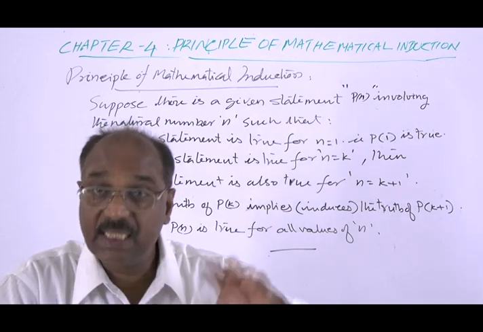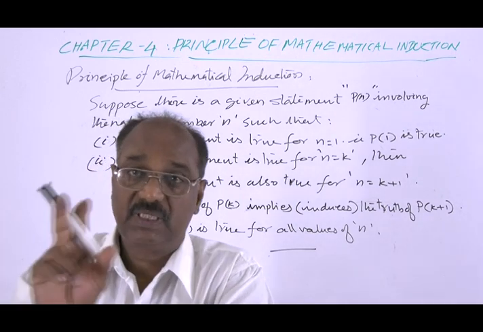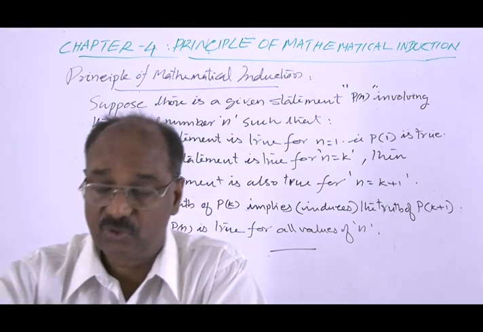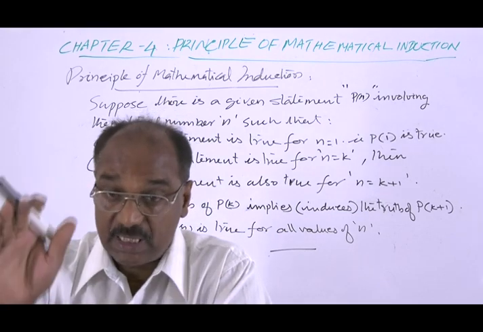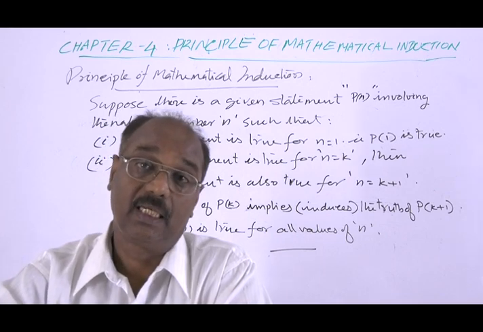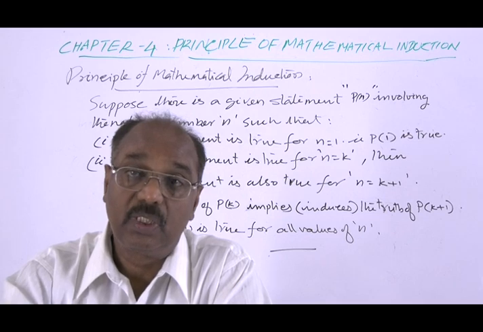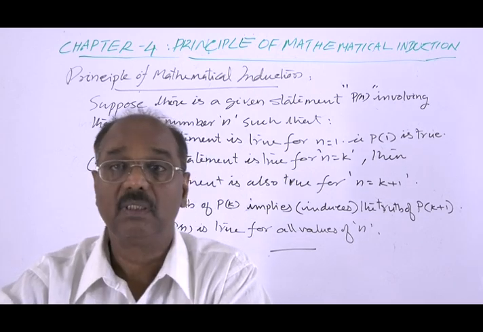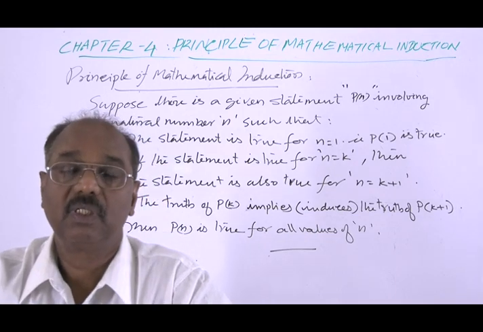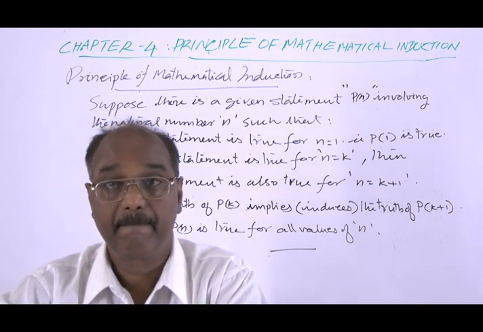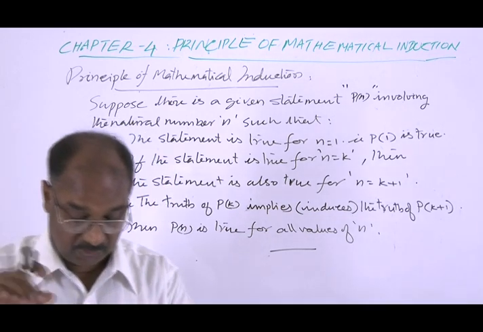So, applying this principle to prove a result, what we do is, first stage, verify it is true for n equal to 1. Second, assume it is true for n equal to k. Prove it is true for n equal to k plus 1 also, and that's all. Then, by the principle, it is true for all values of n. And that is all. Okay? So, we can have an example.